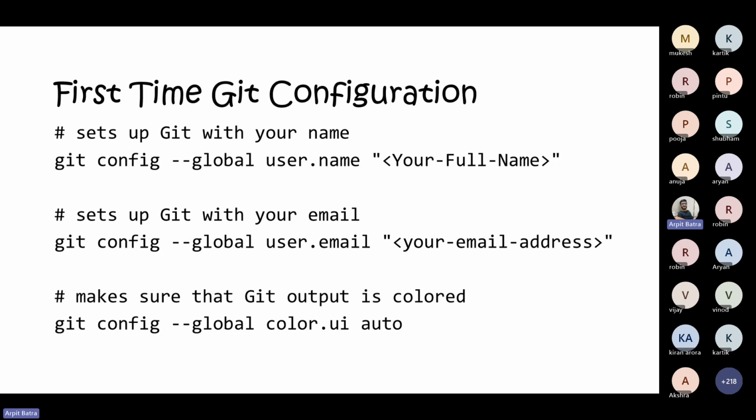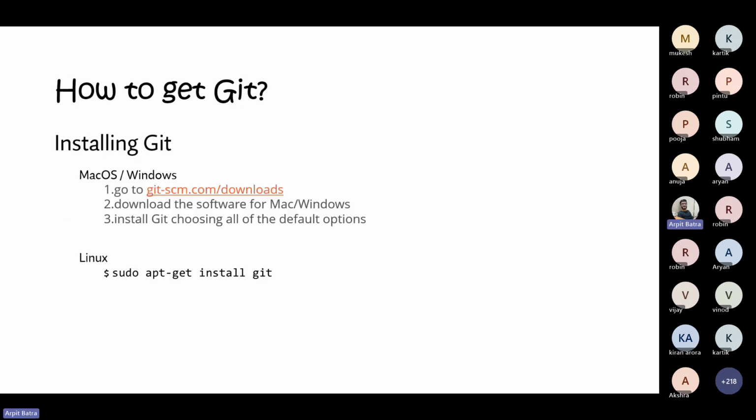So in the slide we have How to get Git? First of all, there are two versions, Mac and Windows. I provided a link, so you can easily search through it. Then we have to download the software for Mac and Windows. Install Git choosing all of the default options.